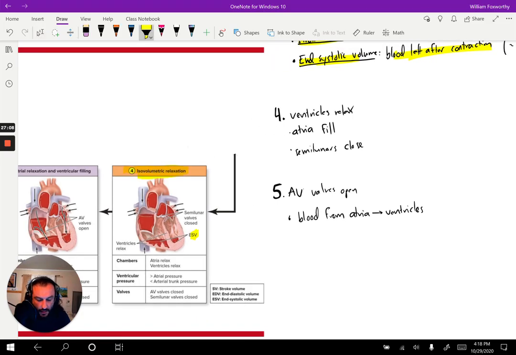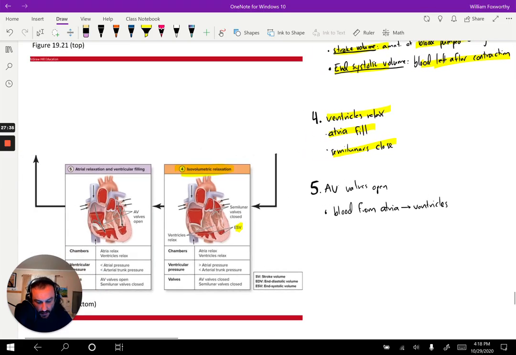Finally, we have isovolumetric relaxation. The ventricles are relaxing, the atria fill with blood, and the semilunar valves are closed because now there's not pressure in the ventricles, but there is some pressure in the arteries that is pushing back on the semilunar valves, causing them to close.